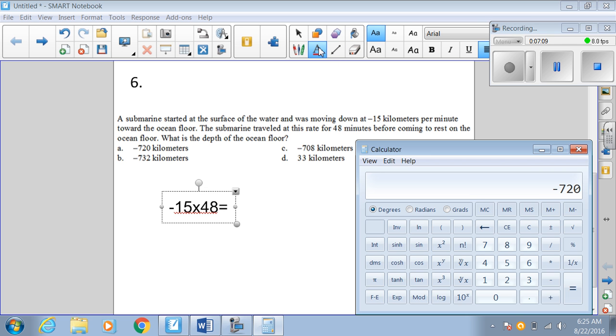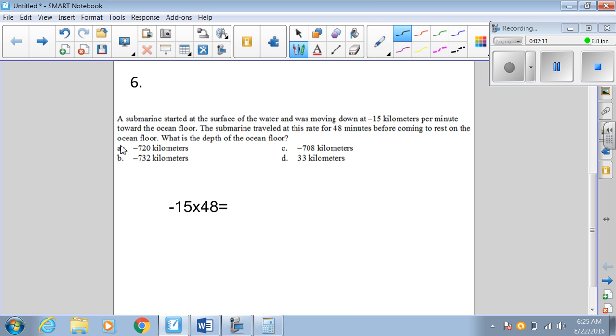As we see, there's only one of them up here for that option. That's option A. So we're going to circle option A right here, and there we go. That would be our answer.